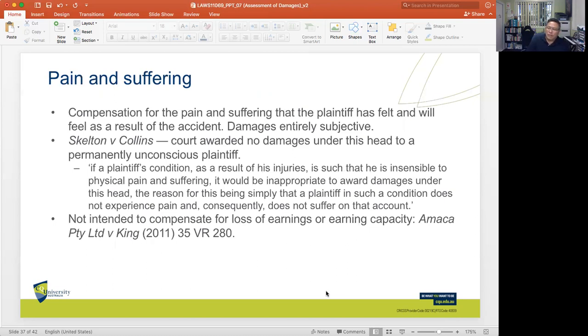So we've talked about loss of earnings, we've talked about loss of amenities. Let's talk about pain and suffering. It's one thing to talk about loss of amenities and the inability to do certain things, but in many cases a lot of the plaintiffs also undergo pain and suffering. So the court says that there should be compensation for the pain and suffering that the plaintiff has felt and will feel as a result of the accident, and damages are entirely subjective.